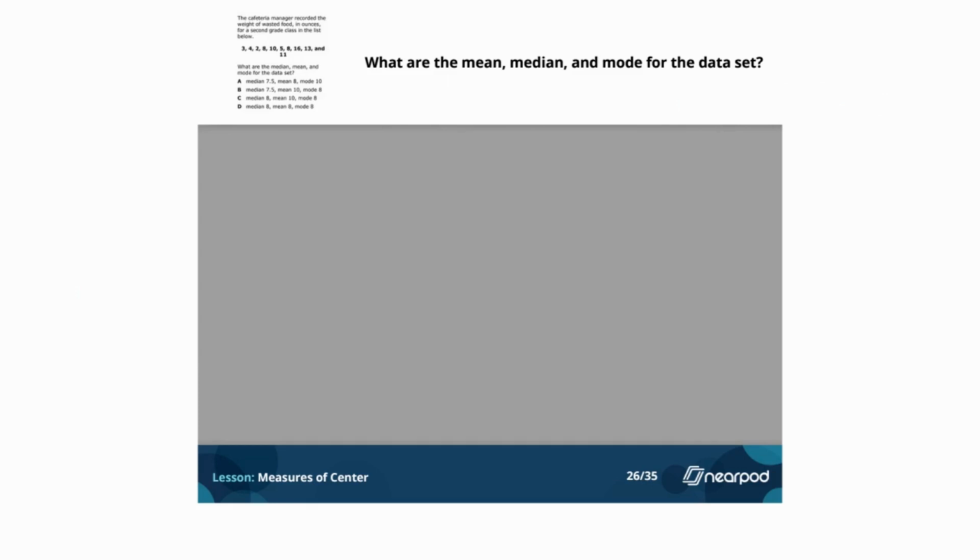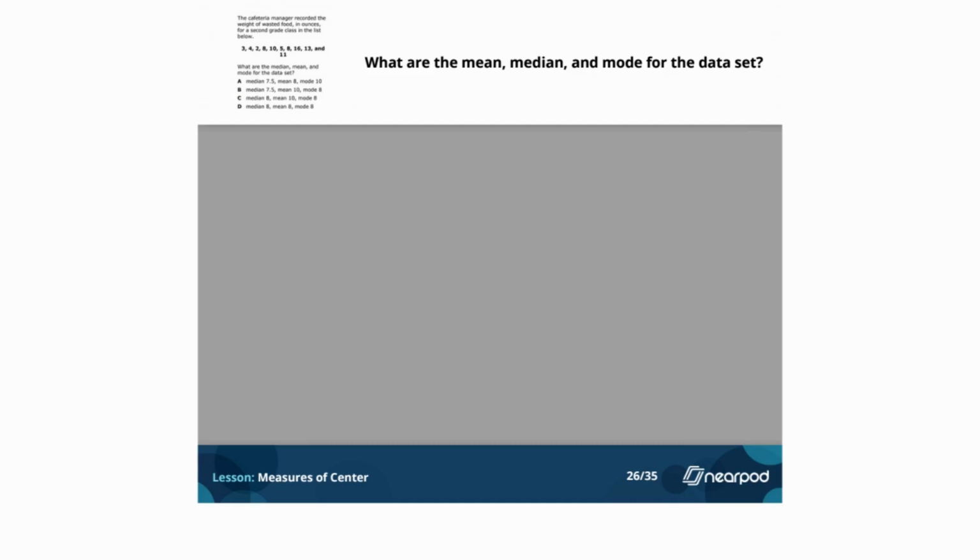Okay, so the next question says the cafeteria manager recorded the weight of waste food in ounces for a second grade class in the list below: 3, 4, 2, 8, 10, 5, 8, 16, 13, and 11. What is the median, mean, and mode for the data set? So again, they're going to want you to find all 3 of them. I'm going to ask you to go to the Nearpod, because once I upload this YouTube video, you're not going to be able to see the problem in the video. But if you refer back to your Nearpod, you'll be able to see the question.